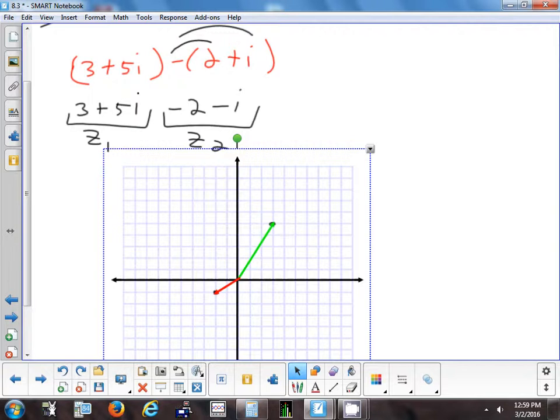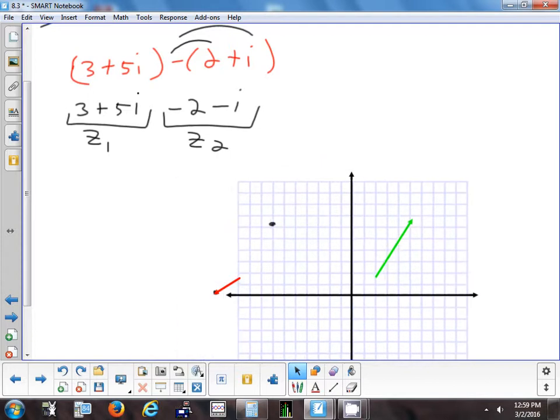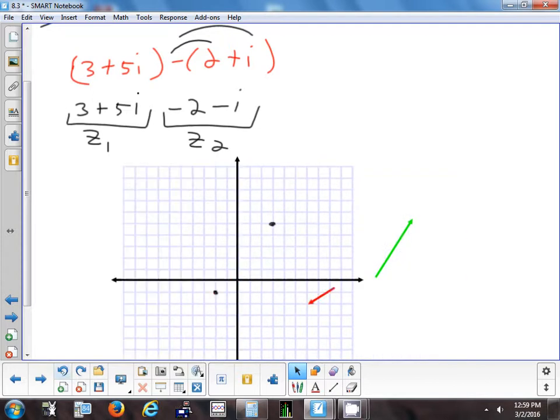All right, so now to add these together visually, I can move them off the grid now because I have my two vectors. I don't need those points. And now I'm just going to start one at the origin. I'll do z1 first. That's z1 plus z2, about right there. And that's my answer.